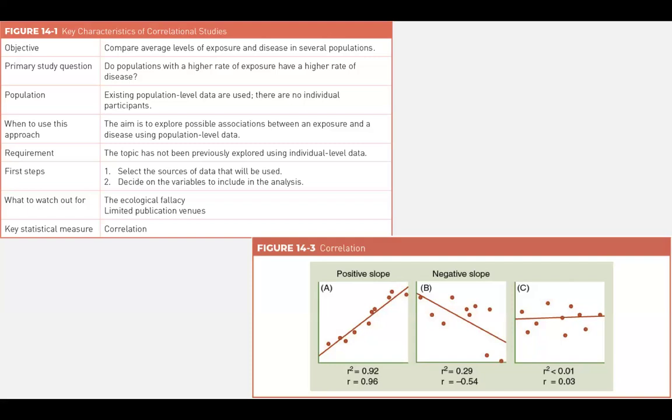The main requirement here is that this topic hasn't already been previously explored using individual level data, because if we already have that data at the individual level, why are we doing it again at the population level? What's it going to tell us?